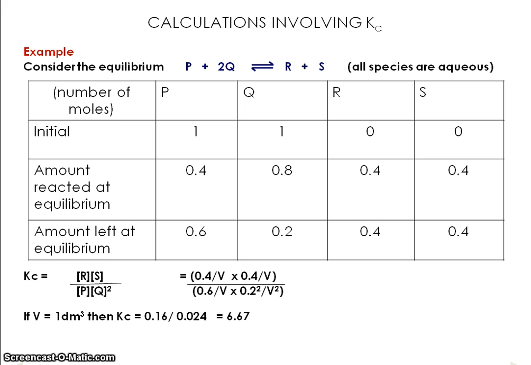Now we're going to make it really simple here and say that V is 1 decimeter cubed. And in that case, we can just ignore V, because it's just going to be divided by 1. So if that's the case, Kc then becomes 0.16 divided by 0.024, which if you plug into your calculator is equal to 6.67.